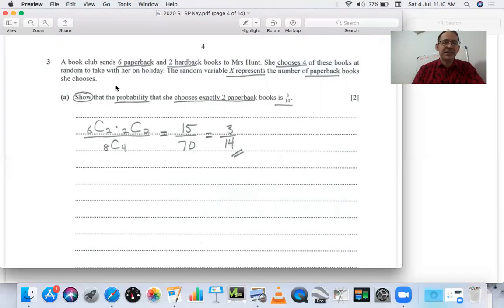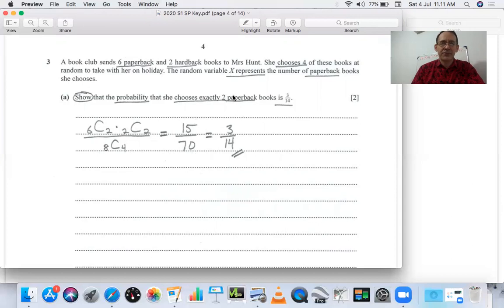And this is asking probability, which means in the denominator, we need to do our total possibilities. And so there's 8 books, and she's choosing 4. So on the top, 2C2 is just 1, and 6C2 is our 15. And then there's a total of 70 different possible ways of choosing 4 books.